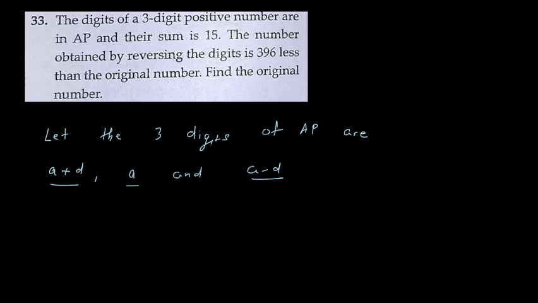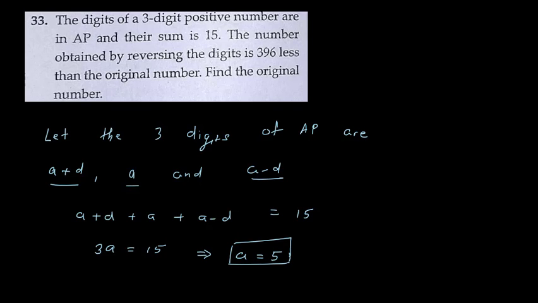Now their sum: A plus D plus A minus D gives 15. The three digits are in AP and their sum is 15. So 3A is equal to 15, and from here the value of A is 15 divided by 3, which is 5. So the value of A is 5.